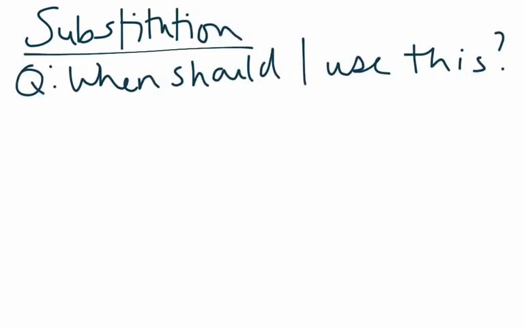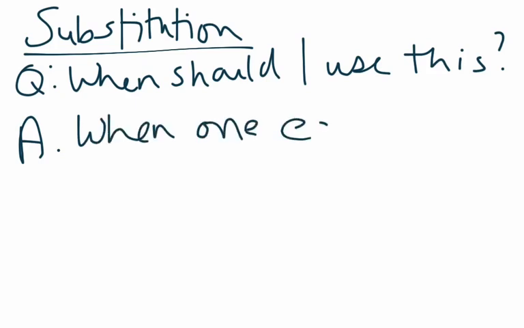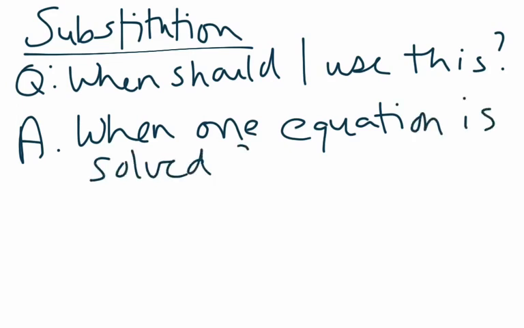I mentioned this was my favorite strategy when I was in school because conceptually it just made sense to me. But we really need to address the question: when should I use this strategy? Because it actually doesn't work well all the time. You should use this strategy when one equation is solved for one variable.